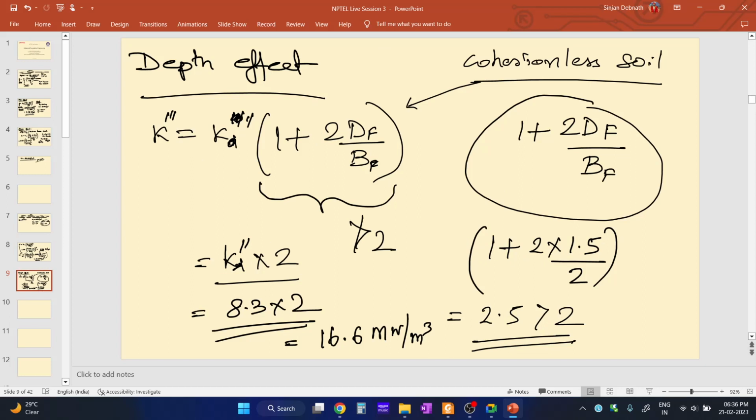Have you understood? Yes, sir. Okay, so from now I'll be using all these: k1, k single dash, double dash, and triple dash. Any more doubts in this question? No, that's it.